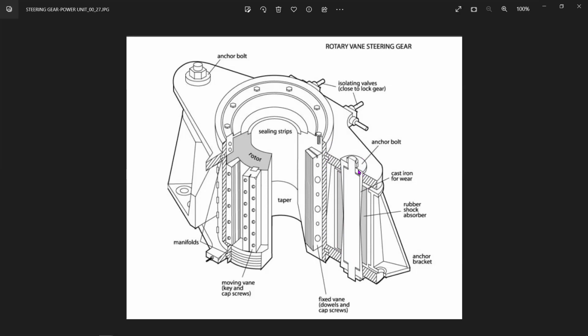Okay, this is the anchor pin in the center, and outward is the anchor bolt, which is tightened. So you have a nut on top and a nut below, and you're tightening it from both ends, and you are effectively connecting this stator to the vessel by the anchor bracket through the anchor bolts. Okay. Now this rubber shock absorber serves to limit the shocks from the movement as the rudder is moving. It will transmit some shock, and that will be absorbed by this shock absorber.